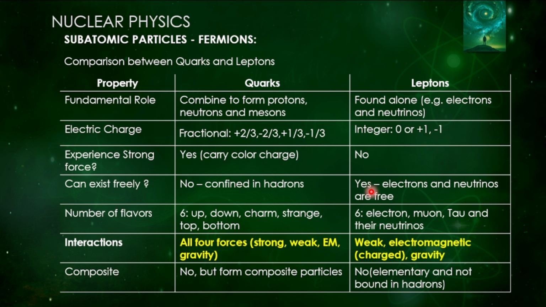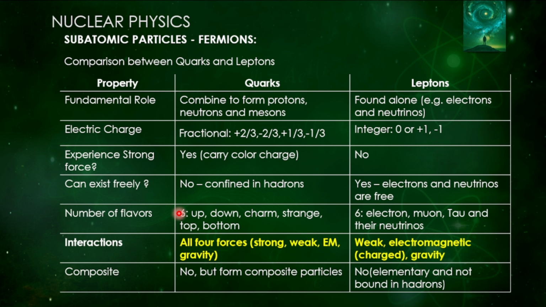As for leptons, yes, electrons and neutrinos are free. An example for that is the neutron star. Actually, no, the neutron star is formed of lower level particles, but negative charges such as electrons and neutral particles like neutrinos can be roaming freely in space without any binding.